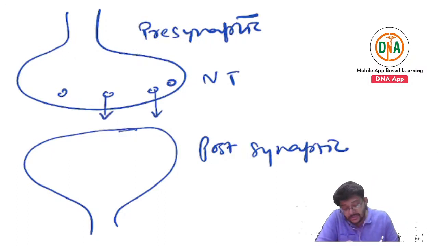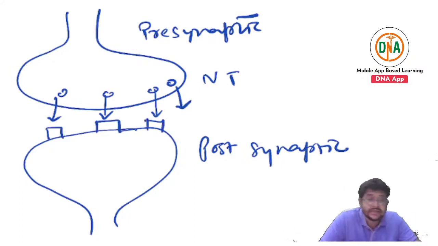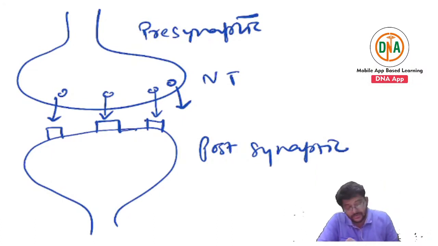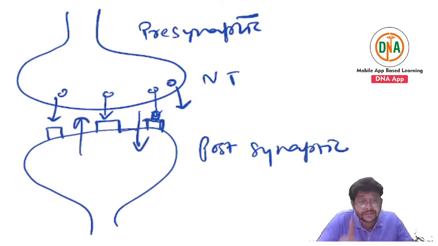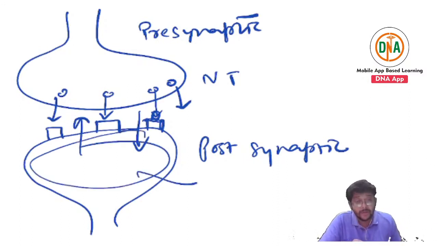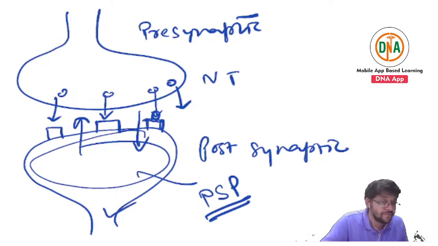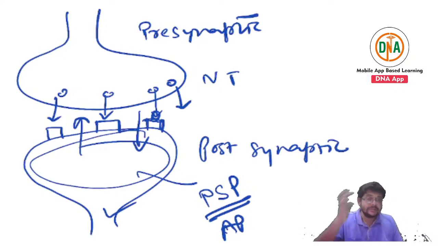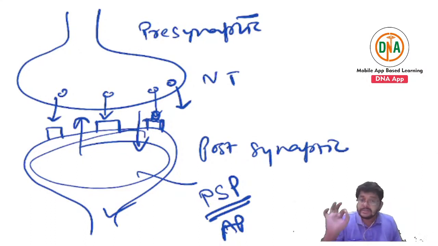Now, these neurotransmitters are released, and they will be captured by the postsynaptic receptors. These are the receptors present on the postsynaptic membrane. Once these receptors catch them, there will be influx or efflux of ions, which will develop postsynaptic potential. Once this postsynaptic potential reaches the axon hillock, it will develop action potential. And once it develops action potential, the particular neurological function will be observed. Got it? Same is for memory.